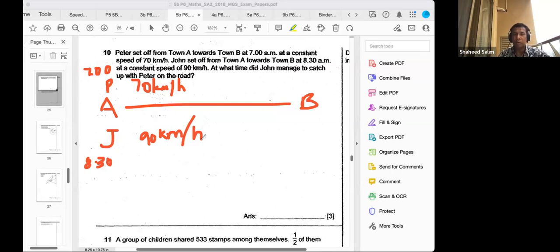At what time did they meet? Can you find out when John started at 8:30 a.m., how many km had been traveled by Peter? Can you find it out?